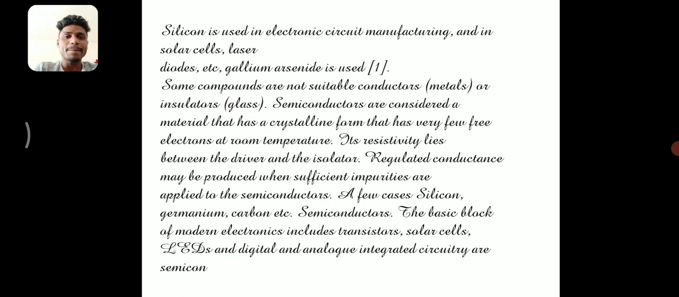Semiconductors are considered a material that has a crystalline form with very few free electrons at room temperature. Its resistivity lies between the conductor and the insulator. Regulated conductivity may be produced when sufficient impurities are added to the semiconductor. A few examples are silicon, germanium, carbon, etc. Semiconductors are the basic block of modern electronics, including transistors, solar cells, LEDs, and digital and analog integrated circuitry.